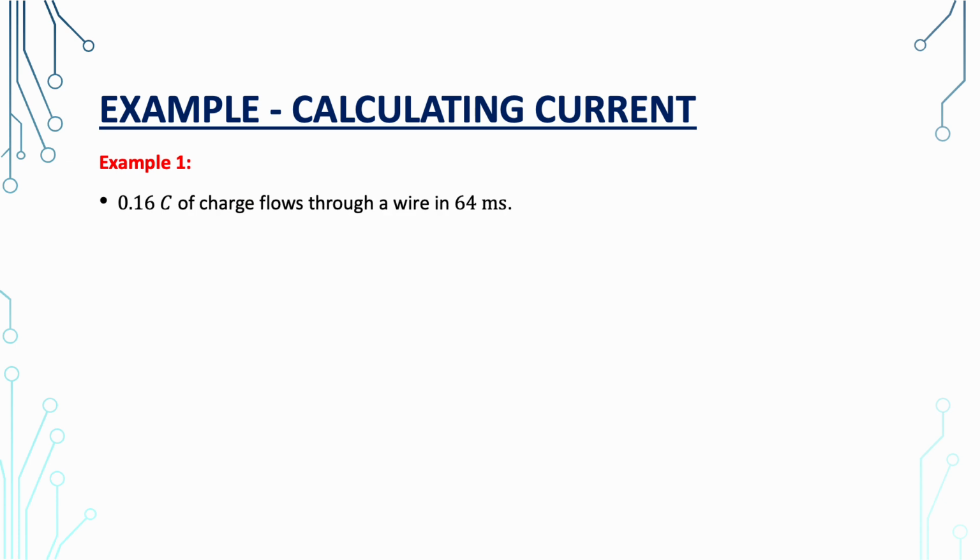Let's look at two quick examples. In the first, 0.16 coulombs of charge pass through a wire in 64 milliseconds. Using I equals Q over T, we divide 0.06 by 0.064 and find a current of 2.5 amperes.